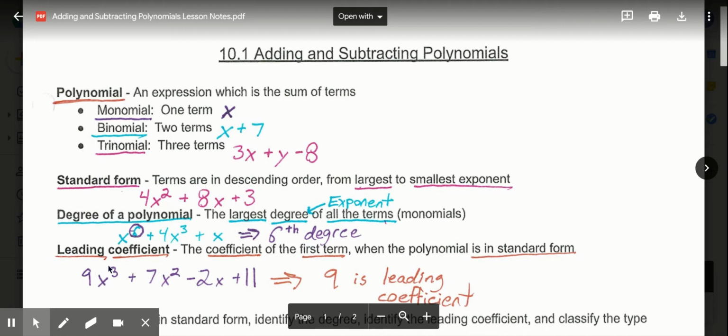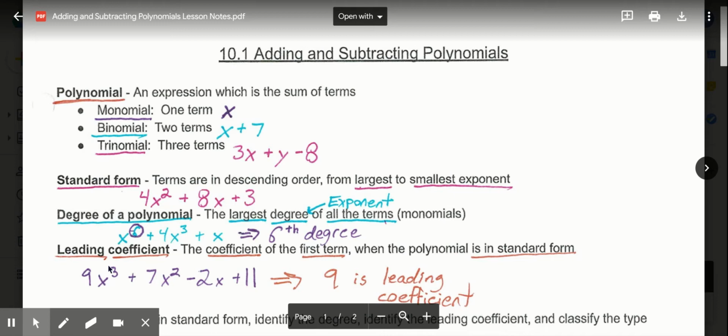The other thing that you'll notice in this lesson is that it is very heavy in vocabulary. So this first section with these different vocab terms is going to be crucial. So make sure you take good notes on this part and ask for help if you're not understanding these vocabulary terms.